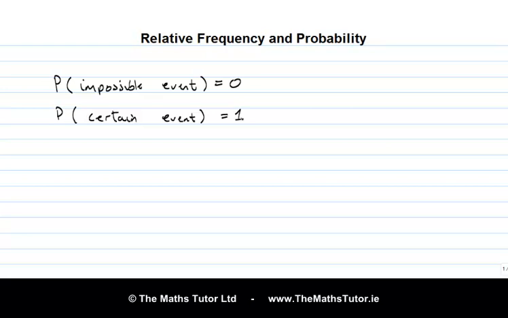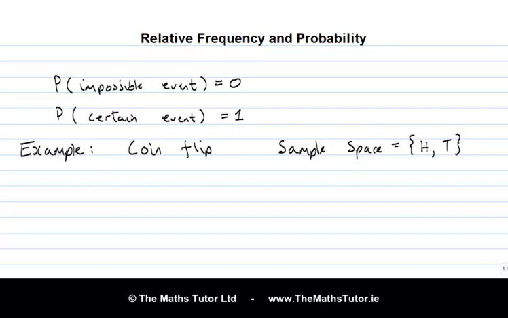Let's look at an example. So we'll start with a very simple example. The experiment here is a coin flip. So the first thing to do is to write down what the sample space is. Remember that the sample space is the set of all possible outcomes. When we flip a coin, there are two possible outcomes. We can get heads or tails. So the sample space is the set with heads or tails in it, and we'll just write H for heads and T for tails. Okay, so that's the sample space.